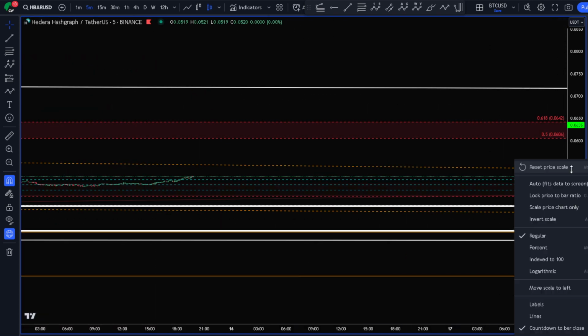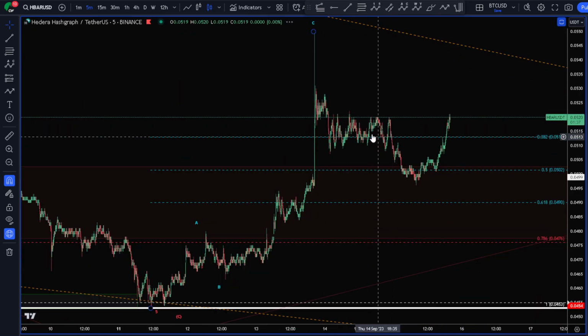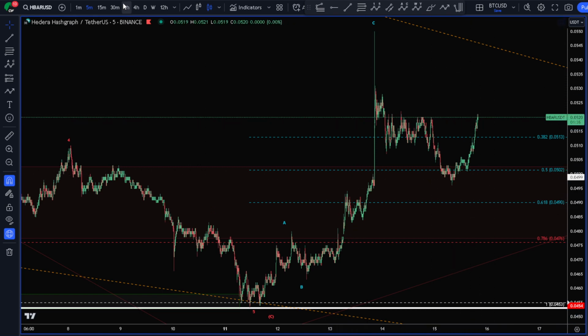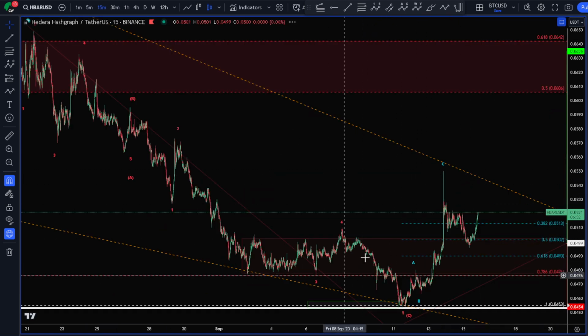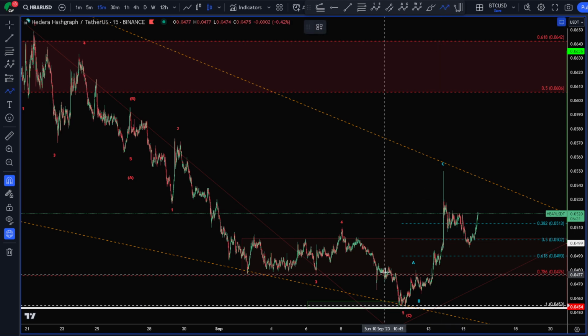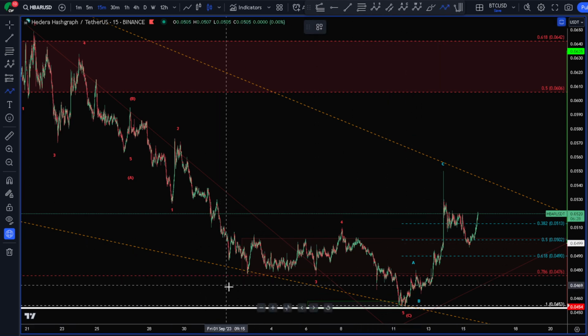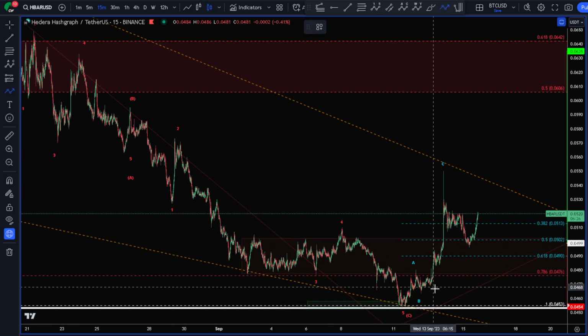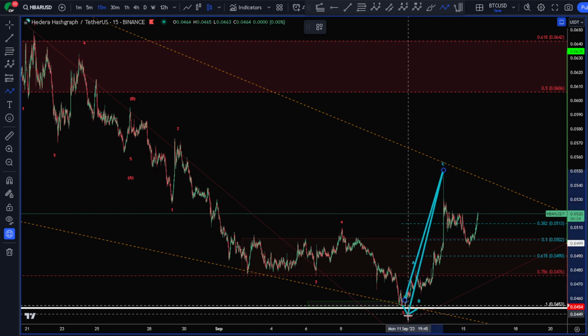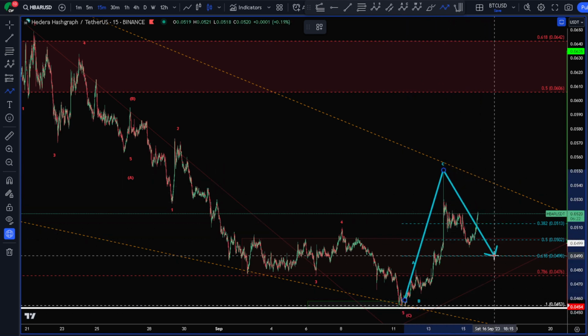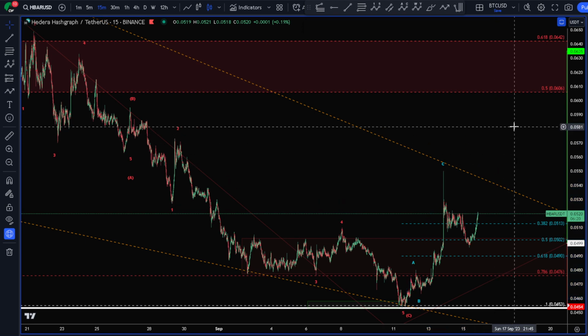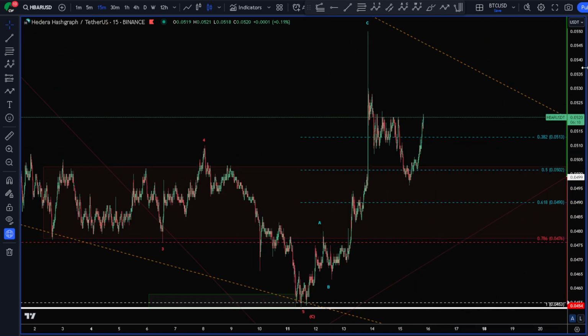I'm kind of annoyed I missed that entry. Sorry guys, I feel bad about that. If you watched my previous video, you should have gotten it. I told you exactly what I was looking for. I was looking for a break of this previous level to the upside, and I said take your pivots and put your entries at the 382 and the 50. So if you watched my previous video, you should have gotten that entry.